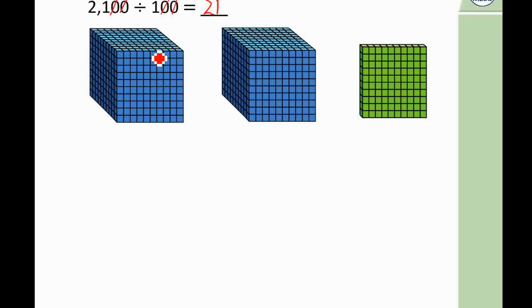Okay, well, here they're going to do it in groups now. So this is 1,000, these blue cubes, we said that before. This is another 1,000, this is 100, and they want to know how many hundreds, so 2,100 equals 2,000s plus 100, okay.